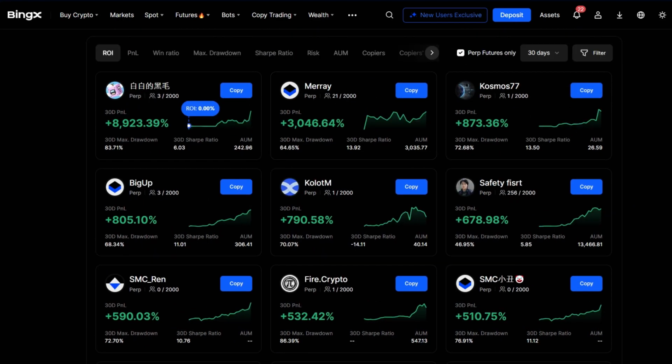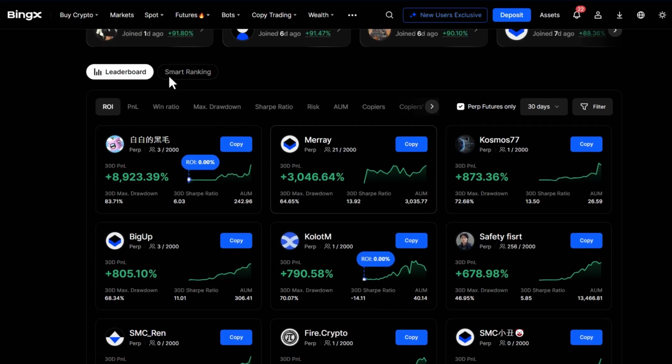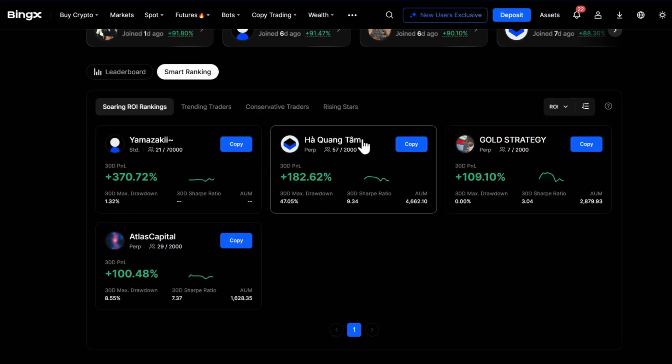All right, so that's the full breakdown of copy trading on BingX. Copy trading is a great way to get into crypto without being a chart expert, but this is definitely not passive income. You need to monitor your traders, manage your risks, and never invest more than you can afford to lose.